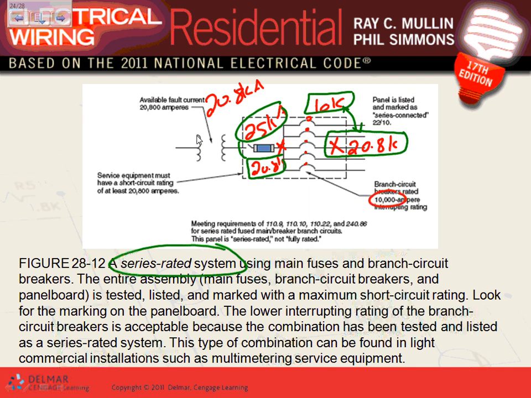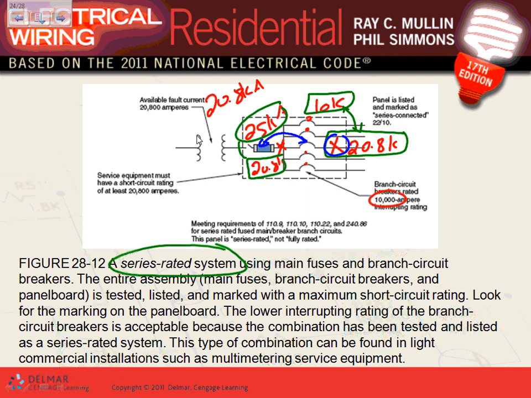Here's how series rated works. If you have a short circuit right in this area, the fuse and this circuit breaker will act together. The little guy will look at the current, that 20.8 thousand, and say, I can't handle this. The fuse will look at it and say, I can't handle this. By design, they coordinate with each other.